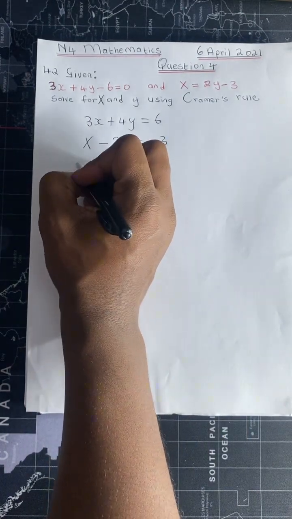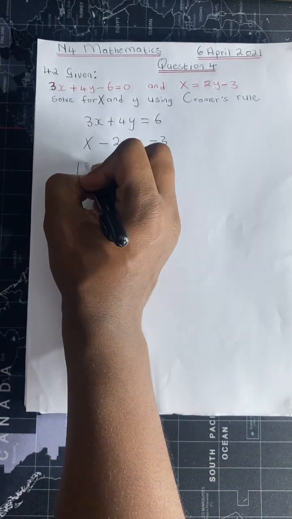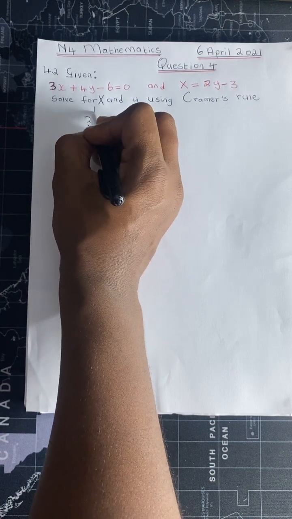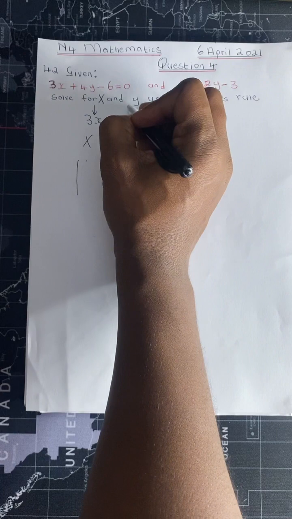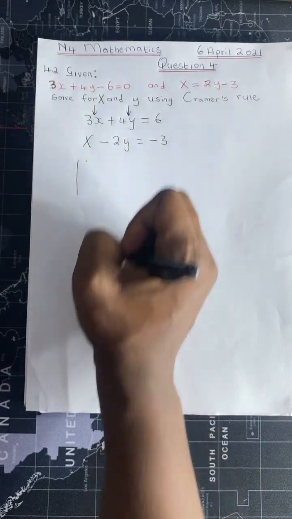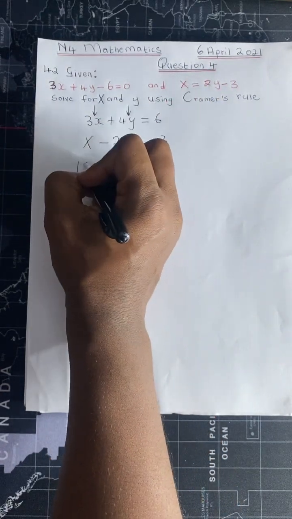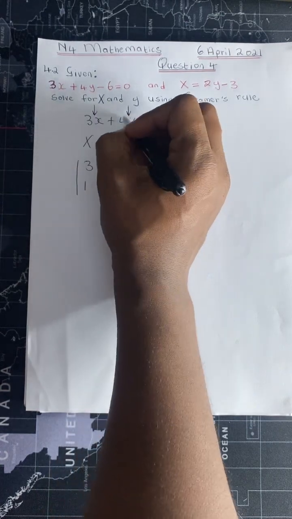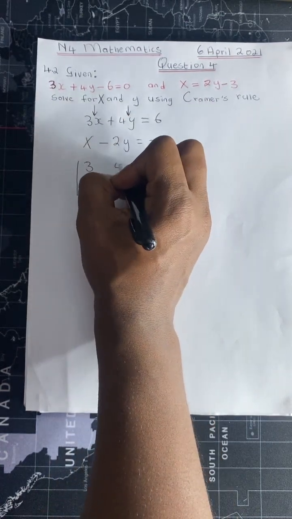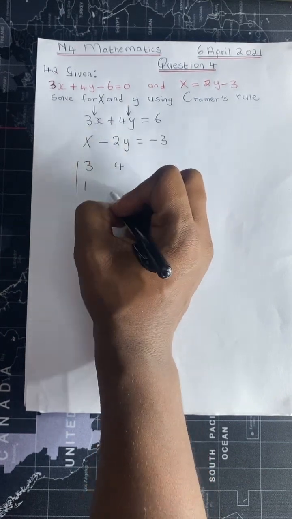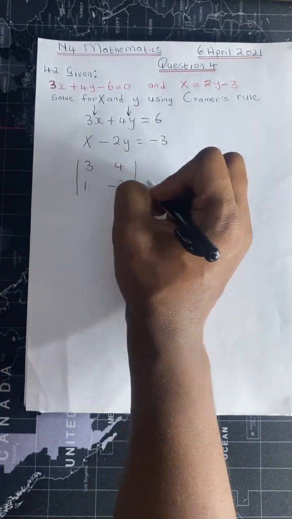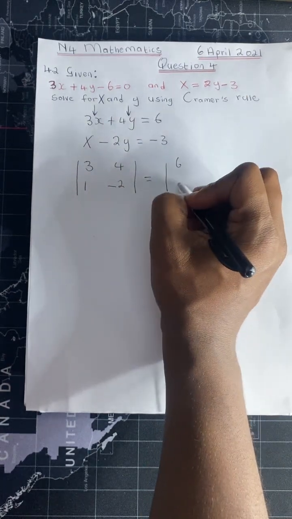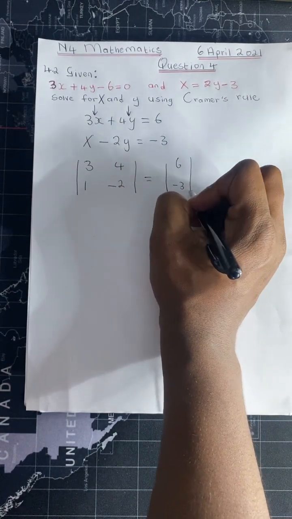We leave the constant. And from here, this row has to only be x, and this one also has to only be x. So we'll have 3. The coefficient of x here is 1. The coefficient of y is 4. And the coefficient of y here is negative 2. This is equal to the constants 6 and negative 3.